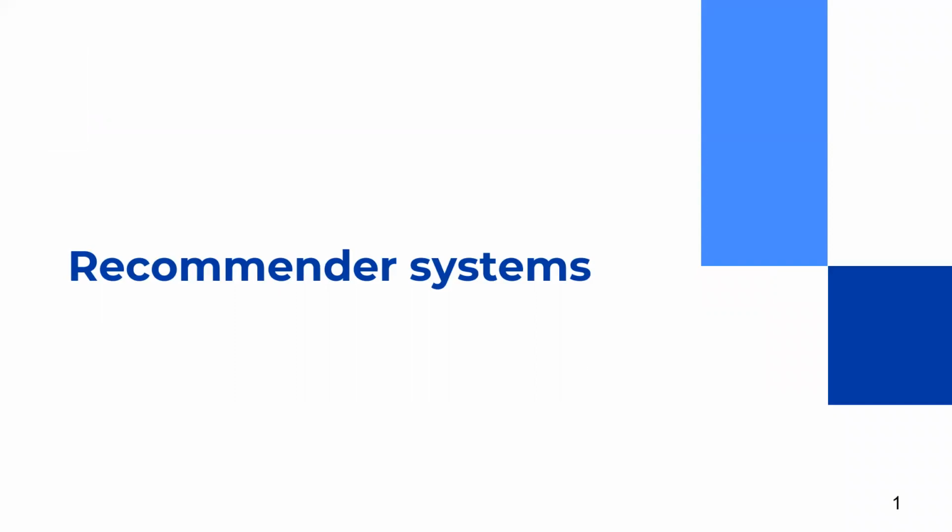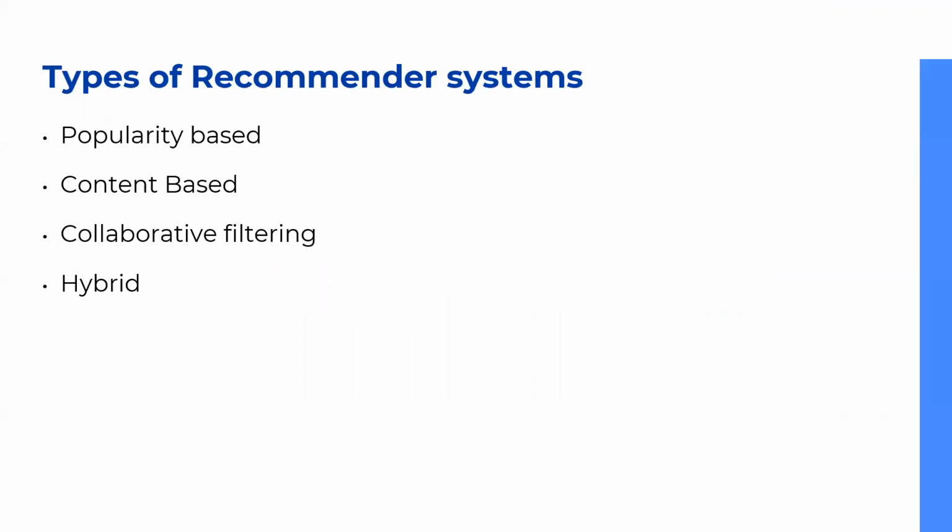So in today's session, we are going to focus on a recommendation system. So what is a recommendation system? A recommendation system recommends products based on a few things like similar behavior of users or similar items. Broadly, we have these categories of recommendation system: popularity based, content based, collaborative filtering, and hybrid filtering.